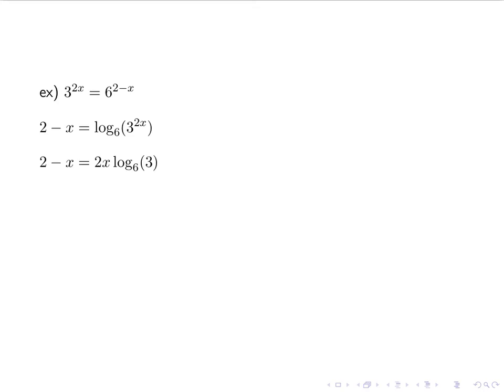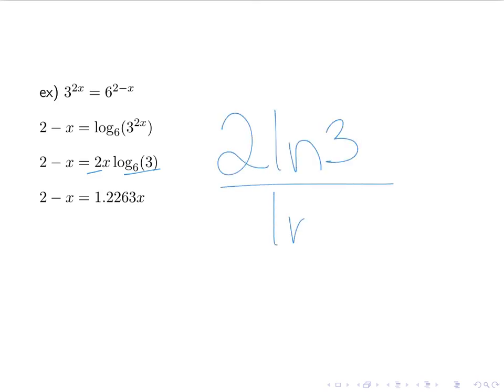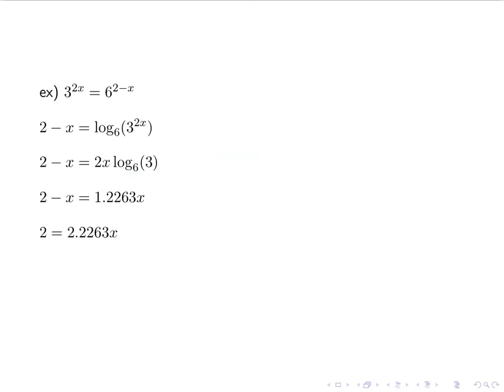Again, I'll bring the exponent down up front as a coefficient. And then I'm going to find 2 times the log base 6 of 3 in my calculator by doing the change of base formula. So I'd have 2 ln of 3 over ln of 6. And that's going to give me 1.2263. Bring all my x's to one side, so I'm going to add my x to both sides, divide by my coefficient, and I get x equals 0.898.